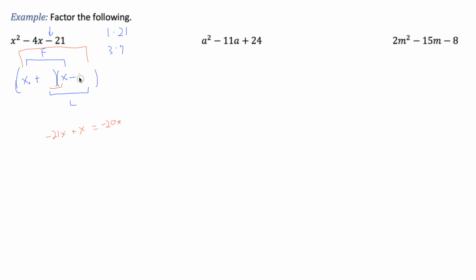This will go faster once we get better at it. So now let's try 3 and 7. Let's check again. Our outers is x times -7, and then plus 3x. If we add those together, that does in fact give us -4x. That's what we wanted. And so this is our answer: x plus 3 times x minus 7.